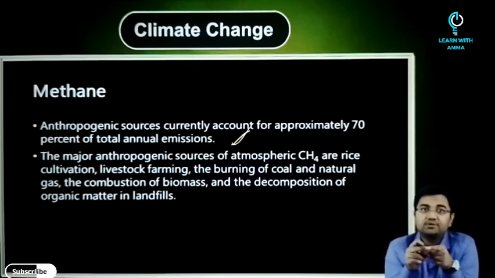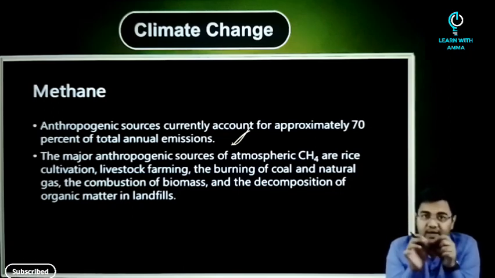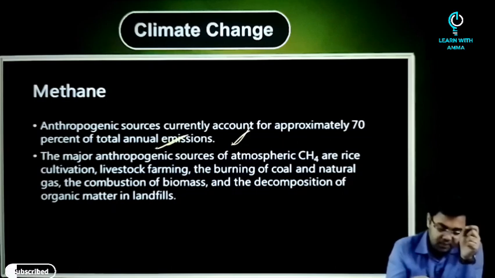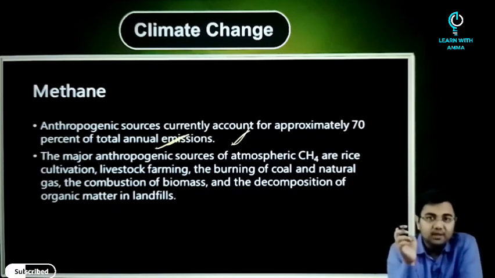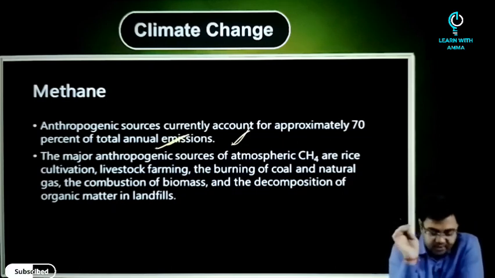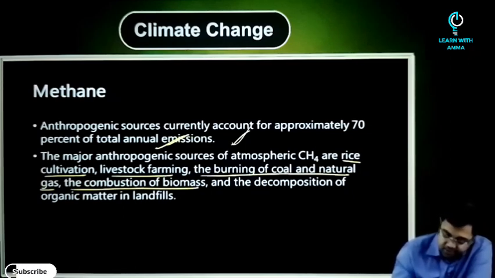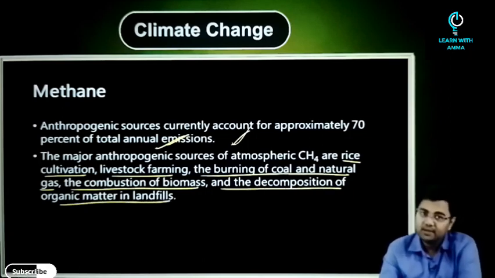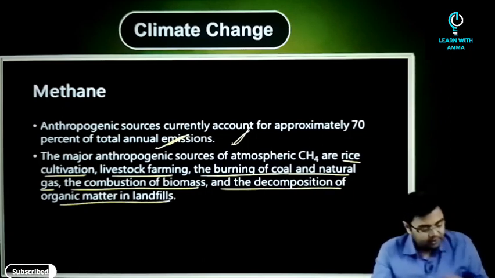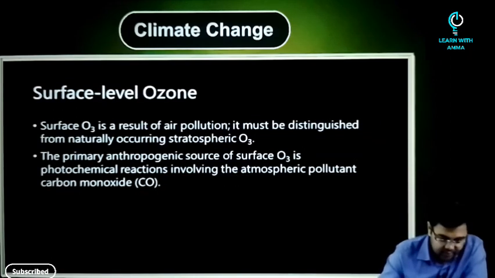The anthropogenic sources currently account for approximately 70% of the annual emissions that happen. Now, the major anthropogenic sources of atmospheric methane are rice cultivation, livestock farming, burning of coal and natural gas, combustion of biogas, and the decomposition of organic matter in landfills. Correct? So, these are a few of the facts about methane.